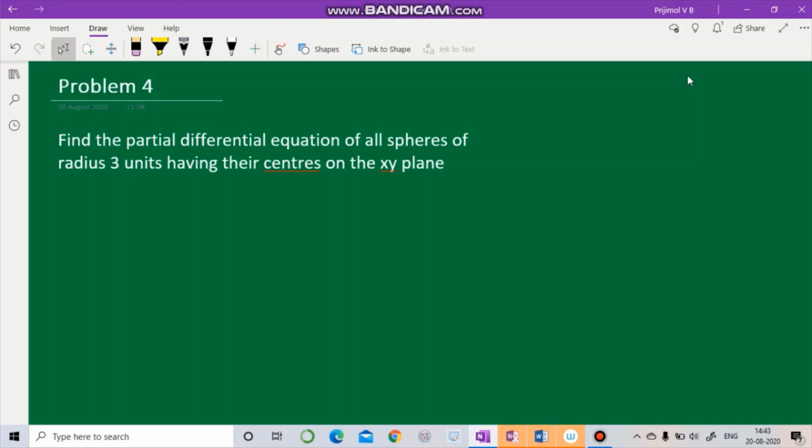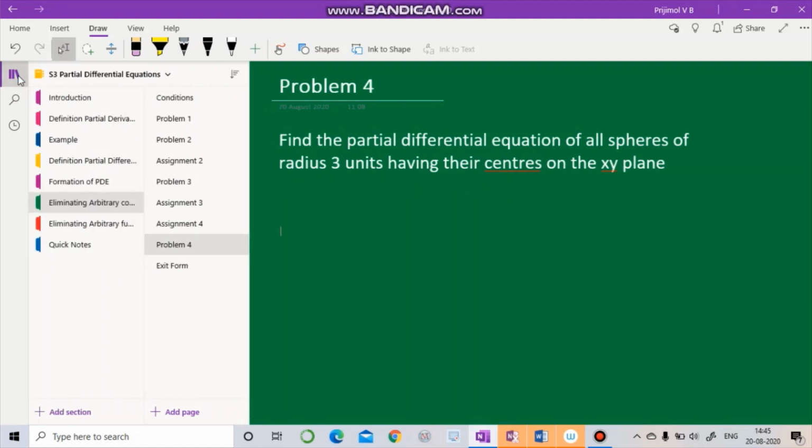In this class I am going to discuss problem 4. Find the partial differential equation of all spheres of radius 3 units having their centers on the xy plane. Now let me take you back to the page where I have discussed different sorts of spheres of radius and their centers lying on different planes.